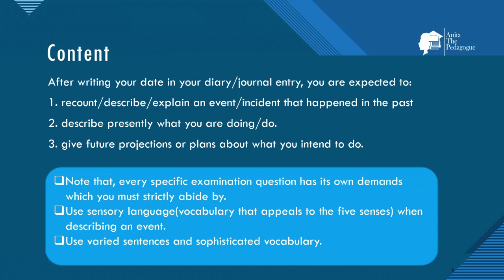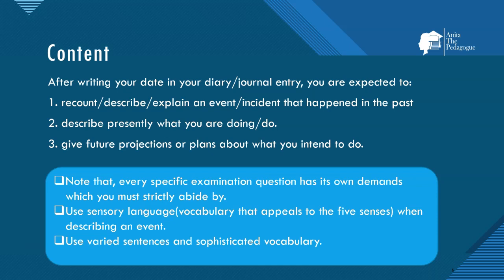So it is advisable to look at what your exam question is requiring of you so that you can write that. I would say that it is good to include some sensory language, vocabulary that appeals to the 5 senses, okay? That gives us imagery when you are describing an event. In recounting, it would be great if you're able to describe exactly what these events are. Also, I would advise you to use varied sentences and sophisticated vocabulary.